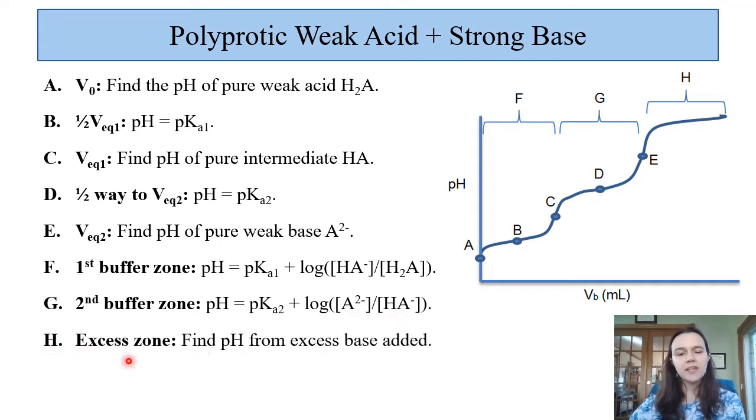Finally, then we have the excess zone, which is after that last equivalence point, where we're finding the pH from the excess base added. Using this type of logic, you could also figure out the reverse curve, where you have a weak base being titrated with a strong acid.